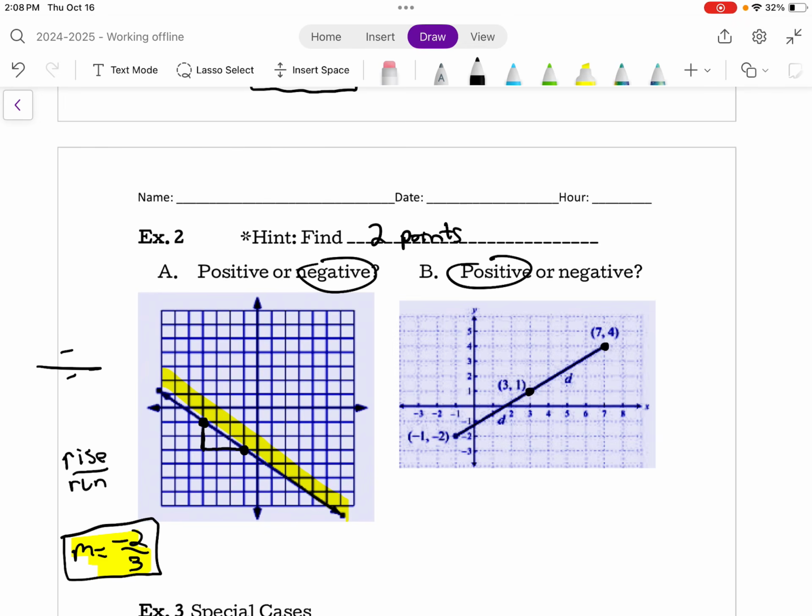So it doesn't matter where you start, but I need to do rise over run. So I rise 1, 2, 3. So rise of 3, and run 1, 2, 3, 4. So my slope there would be m equals 3/4.